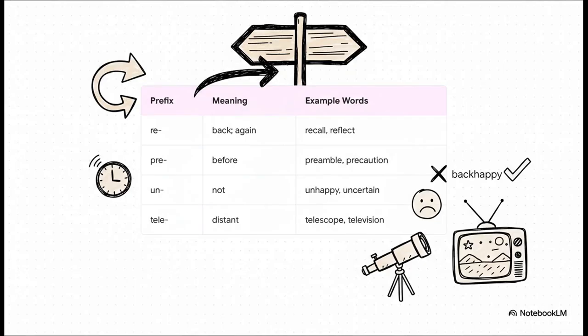You can really think of prefixes as signposts for meaning. Tele points to something far away, which is why we have a telescope. And un, well, that one just completely flips the meaning, turning happy into unhappy. Once you start noticing these, you are going to see them everywhere.